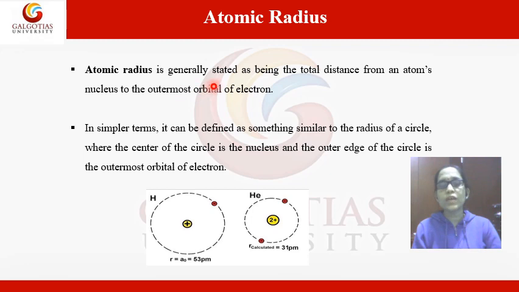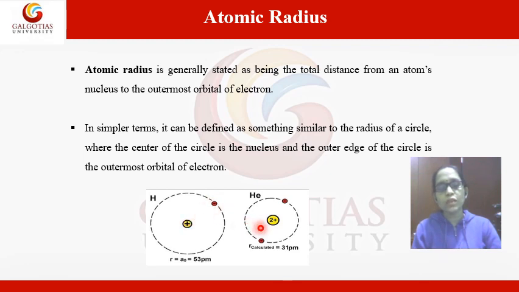Let us discuss atomic radius. Atomic radius is stated as the total distance from an atom's nucleus to the outermost orbital of an atom. In simpler terms, it can be defined as something similar to the radius of a circle. Here you see in a hydrogen atom, the nucleus is situated at the center and the electron is present on the circumference of this circle. The distance from the nucleus to this outermost electron is known as the atomic radius.